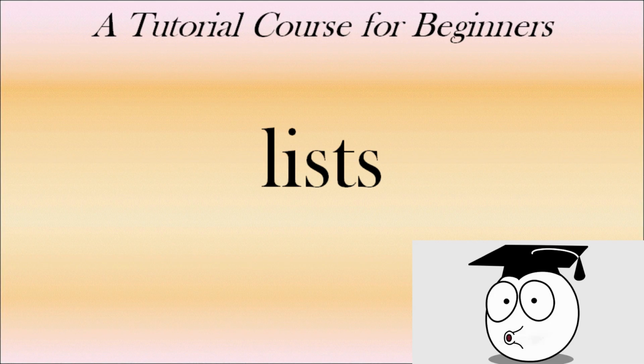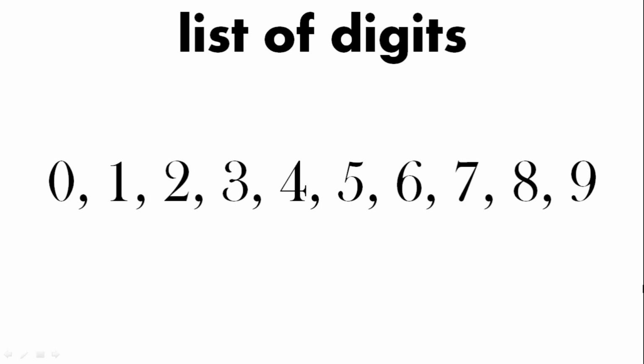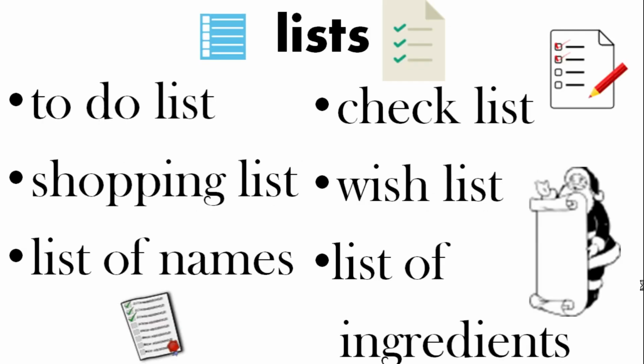A very important data structure is a list. So what is a list? Well, here's the numbers between 0 and 9. This is a list of digits.